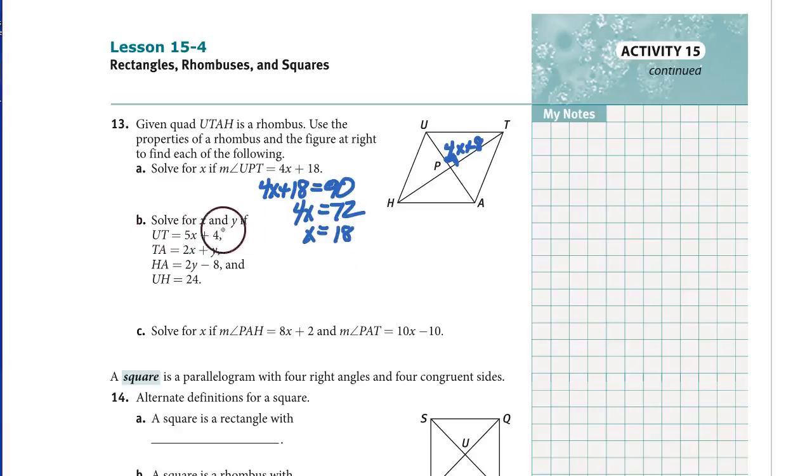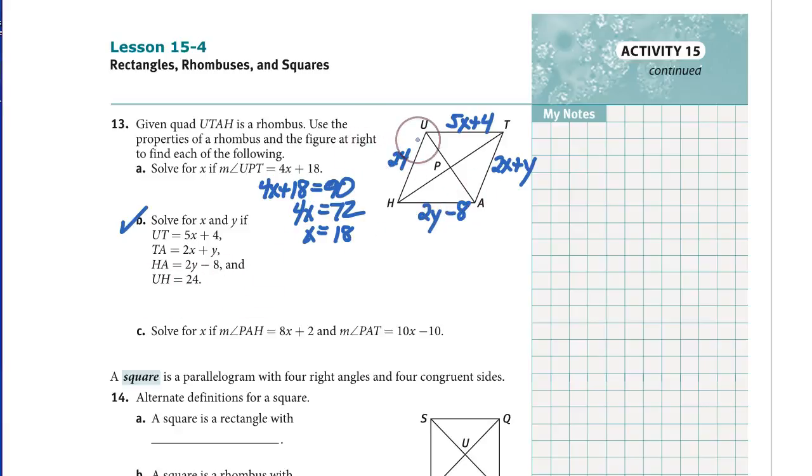Question B, solve for x and y if we're given this information. So let's erase the labeling that we had done to answer question A and redo that labeling in order to do question B. UT is 5x plus 4. That's this side up here, 5x plus 4. TA is 2x plus y. So this side is 2x plus y. HA, the bottom down here, is 2y minus 8. And then UH is 24.